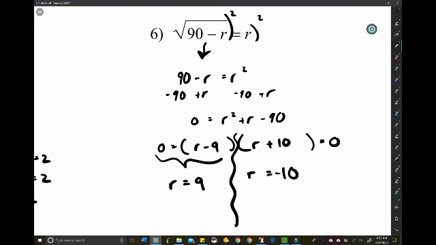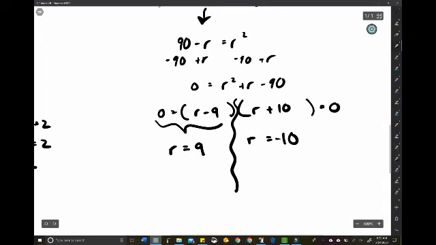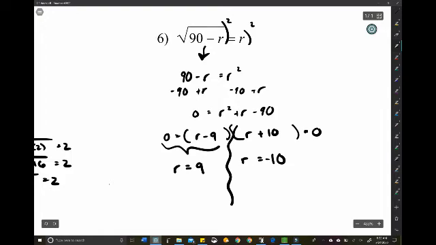We got to check. We want to double check to make sure that's where it is. So square root of 90 minus 9, is that equal to 9? Well, that's the square root of 81. Is that equal to 9? Yes, that is. So that's a solution.